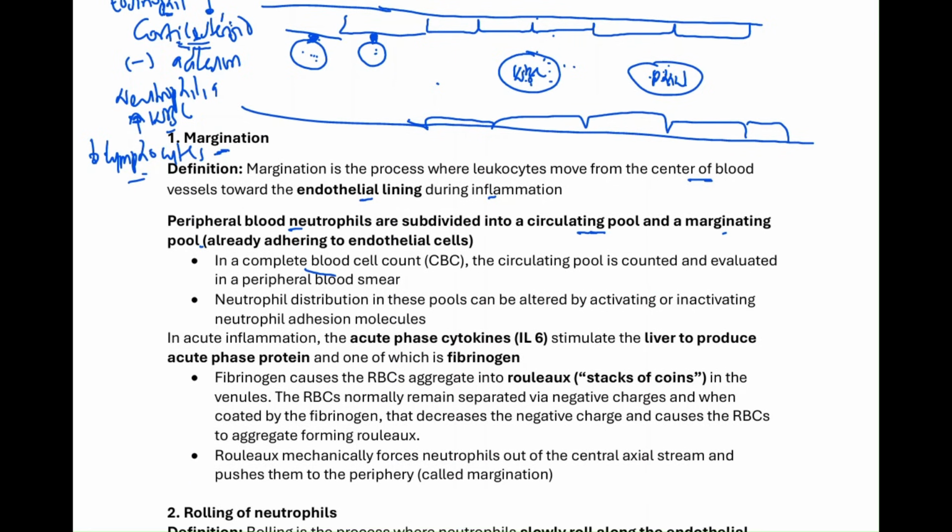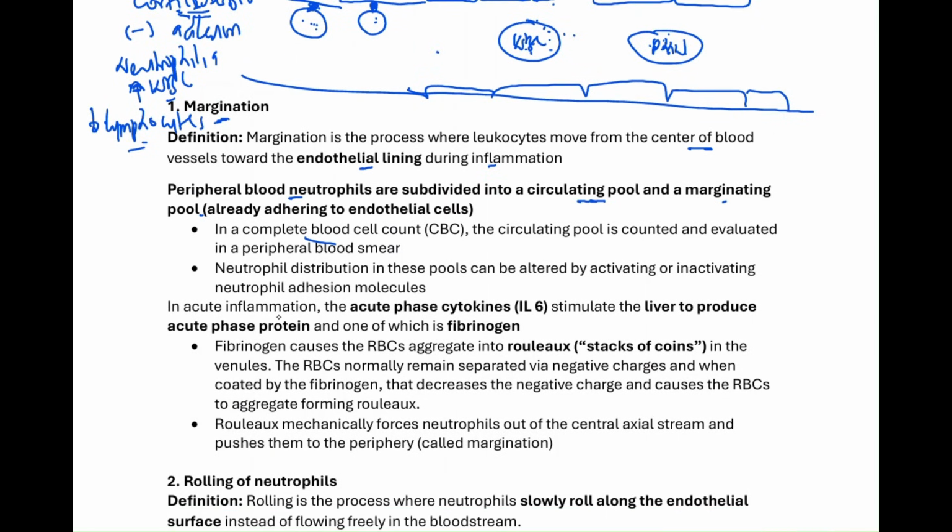So now what's going to happen in this case? In acute inflammation, there's going to be release of what? Acute phase cytokine. Remember, we mentioned this earlier in the past. So this acute phase cytokine, particularly interleukin 6, is going to stimulate the liver to make acute phase protein. And one of those acute phase proteins is fibrinogen.